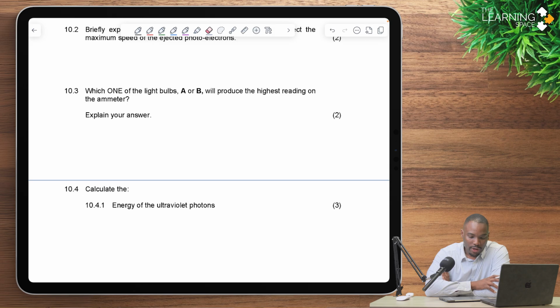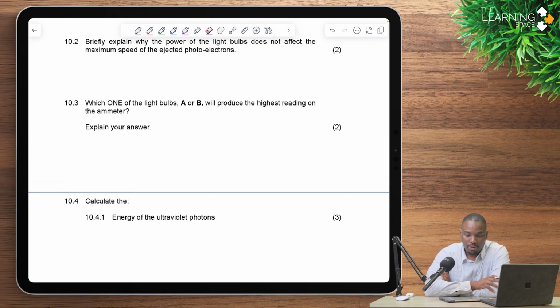10.3 then says, which one of the light bulbs, A or B, will produce the highest reading on the ammeter? Then we're asked to explain our answer. So when we look at the two, we need to think about what the ammeter measures, right? The ammeter measures current. What is current? Current is the rate of flow of charge. So basically, how much charge do I have going past a particular point per unit time?